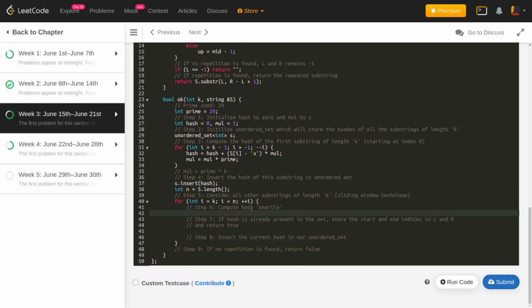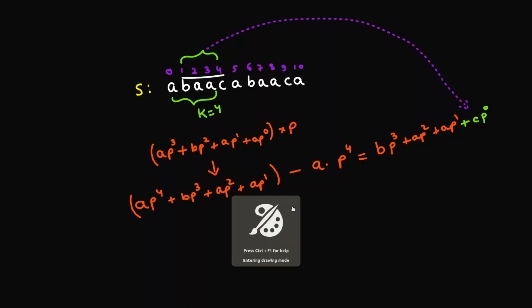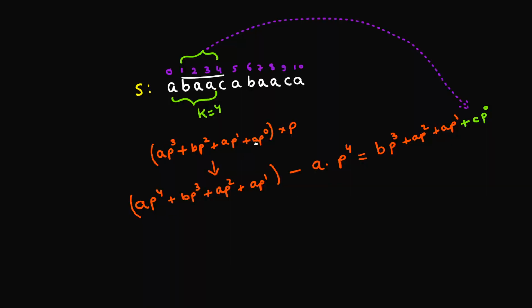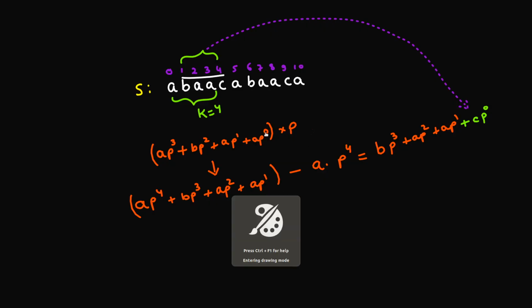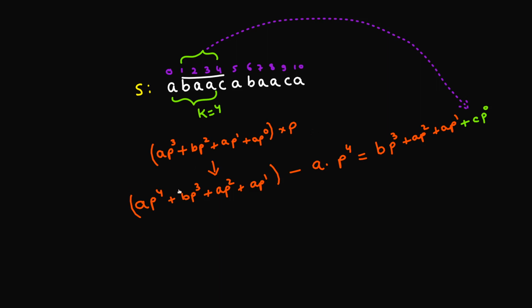Okay, and I'll just compute the hash smartly. So how did we compute the hash smartly? If you again see, whatever was the hash before, I just multiply that with the prime. So we'll have hash equals hash times prime. Whatever is the value of prime that we have here, we'll do that. Next, when I do that, it becomes this, right? And I need to subtract from this the initial character times p raised to the power 4.